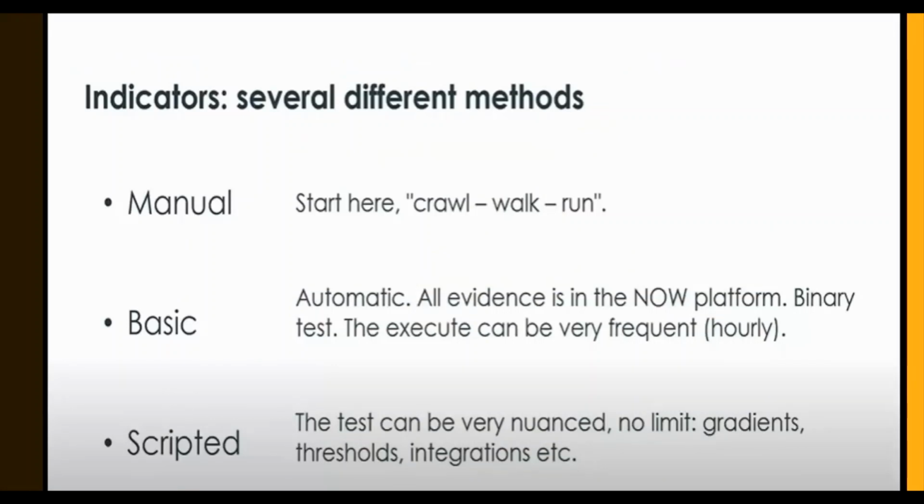In the basic method we can define some workflow or basic automation of evidence. On the Now Platform, the binary test execution can be very frequent, like hourly. And the scripting one can handle limits, gradients and thresholds, and on the basis of the integration we can define advanced scripting through the scripting method. So in an interview, people can ask you what the different types of methods of the indicator are. Then we have the manual method, basic method, and scripted method.